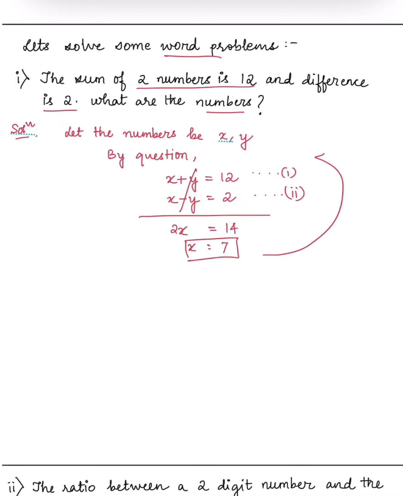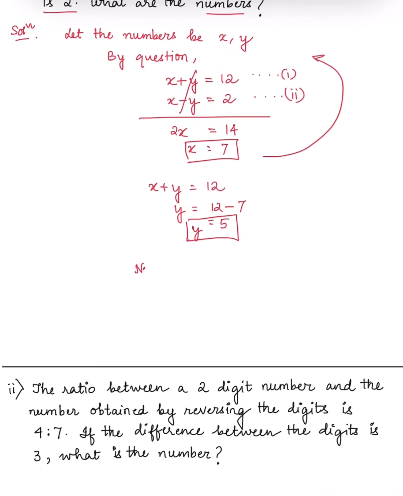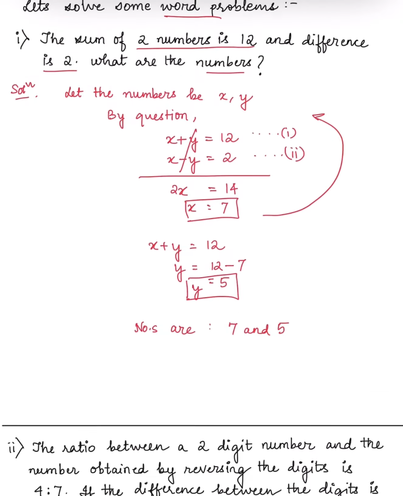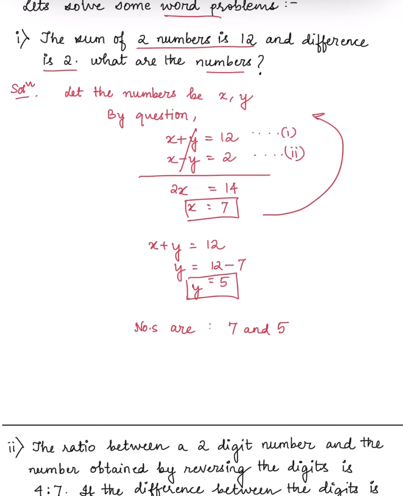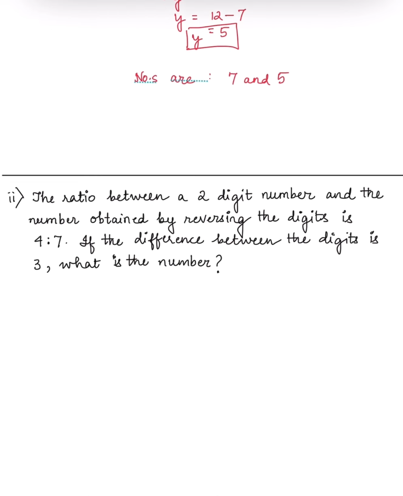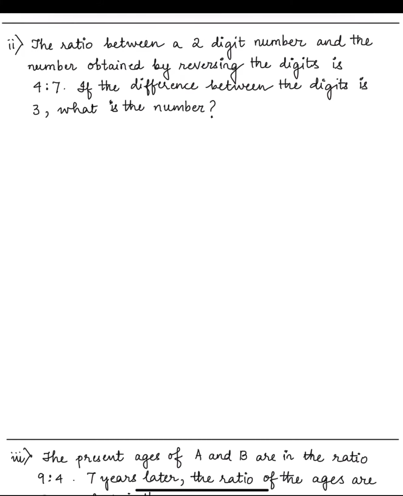I'll again plug it back in 1. So x plus y is 12. So y is 12 minus 7. That is 5. So y is 5. So the numbers are 7 and 5, right? So you see 7 plus 5 is 12, 7 minus 5 is 2. The best part is you can always plug in the values and check whether you are getting the correct answer or not. Now let's move on to the second question.